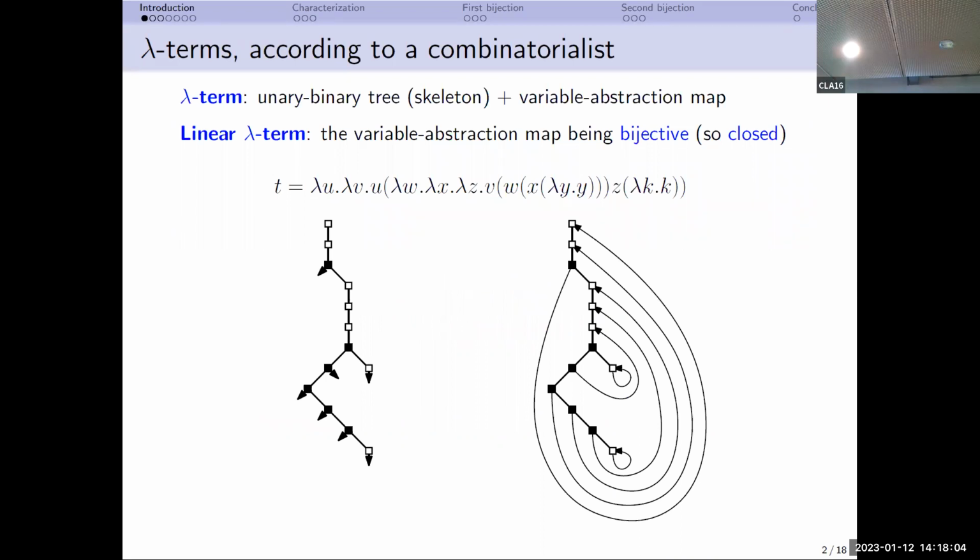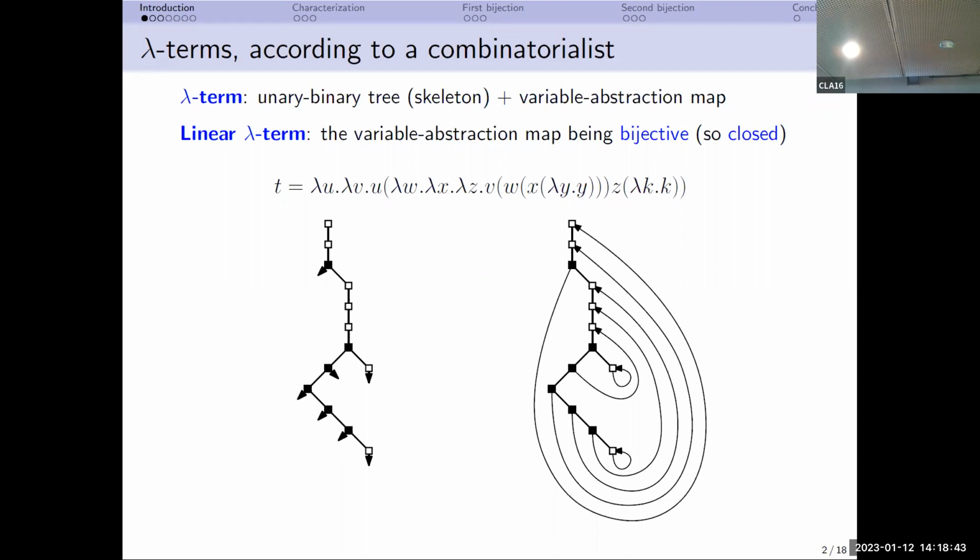So, I don't know a lot about lambda terms, I have to admit, because I do combinatorics. And so for me, lambda terms are simply some kind of unary-binary trees. Well, the syntactic tree, what we also call the skeleton of a lambda term, plus some identification of which abstraction each variable comes from. The variables are leaves, and the abstractions are unary nodes in the unary-binary trees. And of course, what remains are the binary nodes, which are applications.